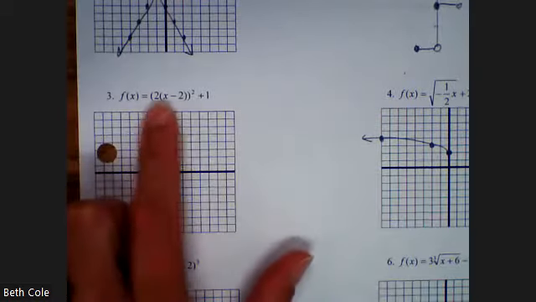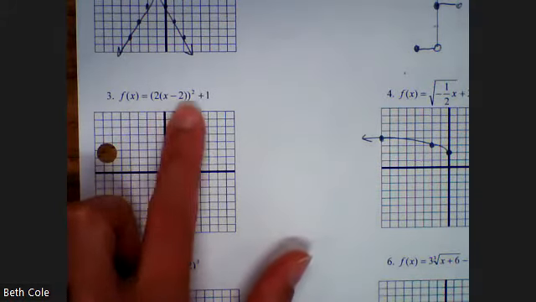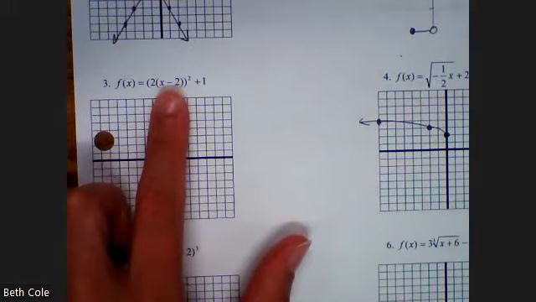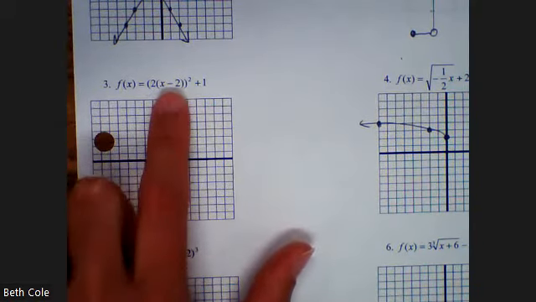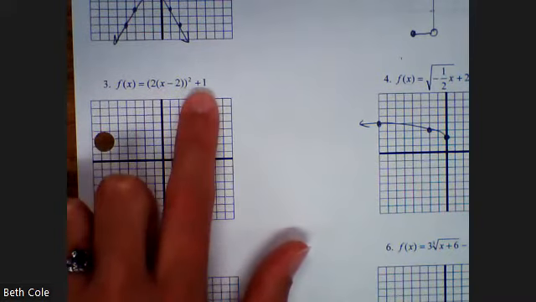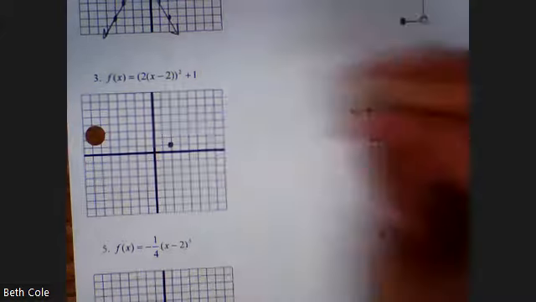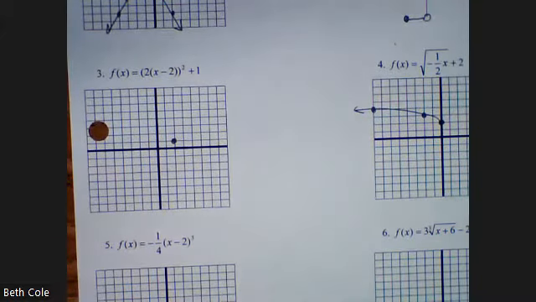All right. What is this parent function? Perfect. It's a U shape. What do we call the U shape? Parabola. Perfect. It moved right 2 and then up 1. Go right 2, up 1. That's the center. We have a special name for the center for a parabola. Does anyone remember what that's called?